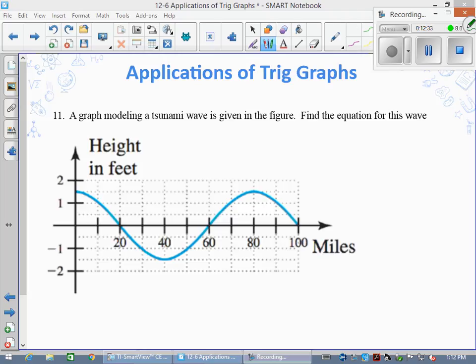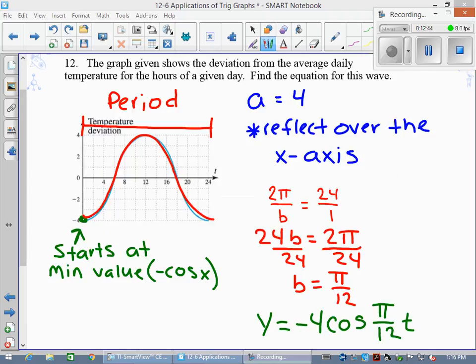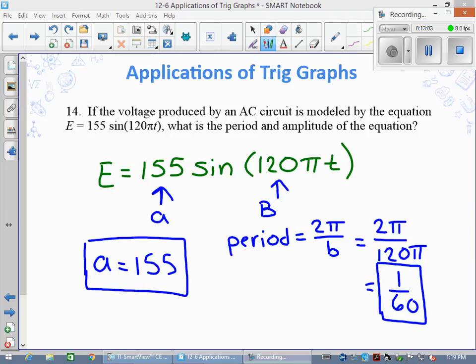So here is our solution for number 11. And here is my solution for number 12. Here is my solution for question number 13. And finally, my solution for question number 14.